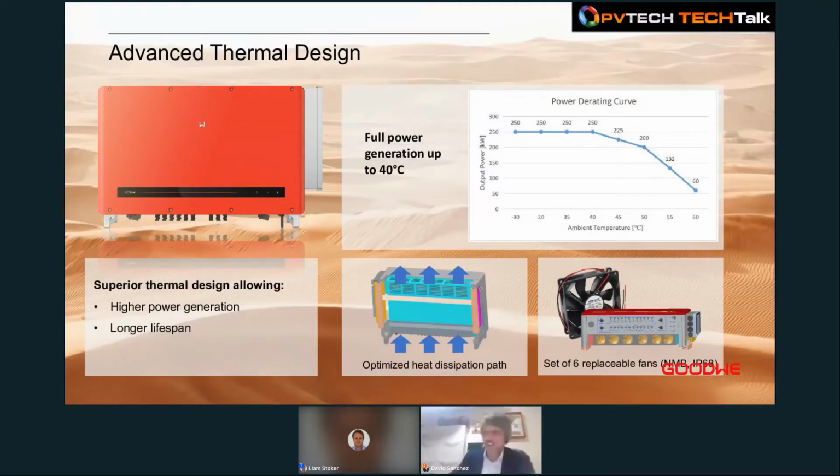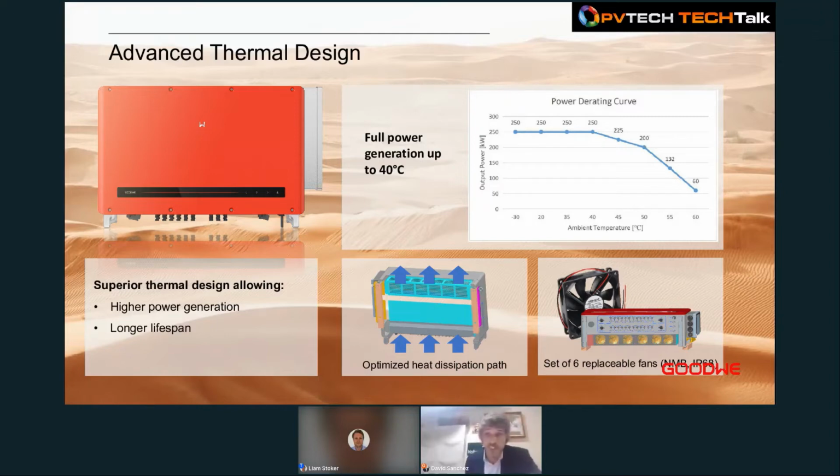Advanced thermal design. Again, this is probably one of the most important things that GOODWE is bringing to the market. And actually, this is a big differentiation when it comes to understanding string against string solutions, right? So we are bringing probably the best derating curve in the market. So we keep 250 kilowatt from 25 degrees to 40 degrees. No derating whatsoever up to 40 degrees. So this is a massive thing.